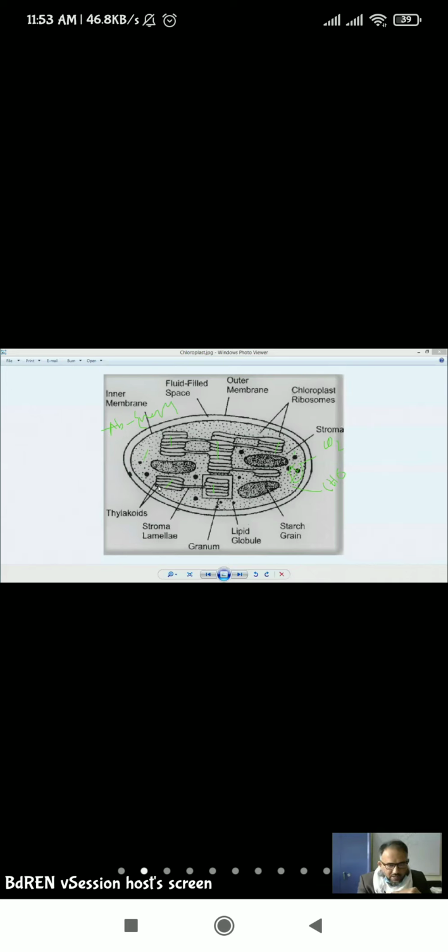chloroplast. Plasma membrane function is protection and regulation of movement. Nucleus basic function is heredity. Mitochondria basic function is producing energy for the plant, energy production. Lastly, chloroplast basic function is to help in photosynthesis, that is to produce carbohydrate. So these are the components we have studied, and you have got it.